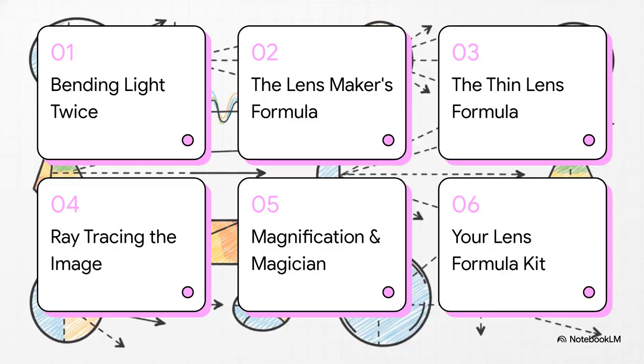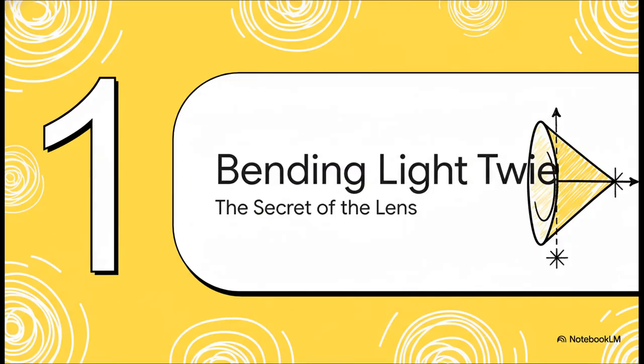All right, here's the game plan. First, we'll look at how light bends twice. Then, we'll tackle something called the lens maker's formula, and then simplify it way down to the thin lens formula. After that, a cool visual trick called ray tracing. We'll even solve a magician's trick with magnification, and then we'll wrap it all up with your own lens formula toolkit.